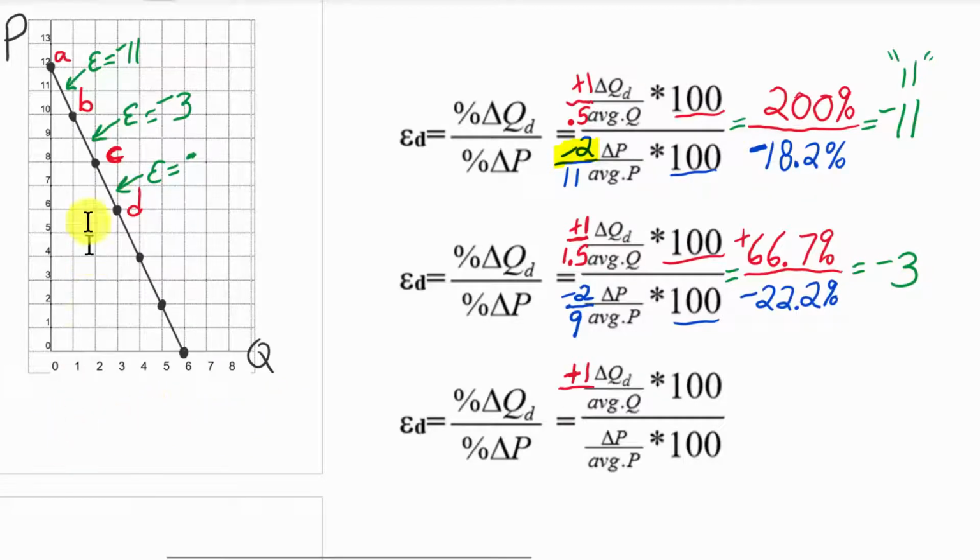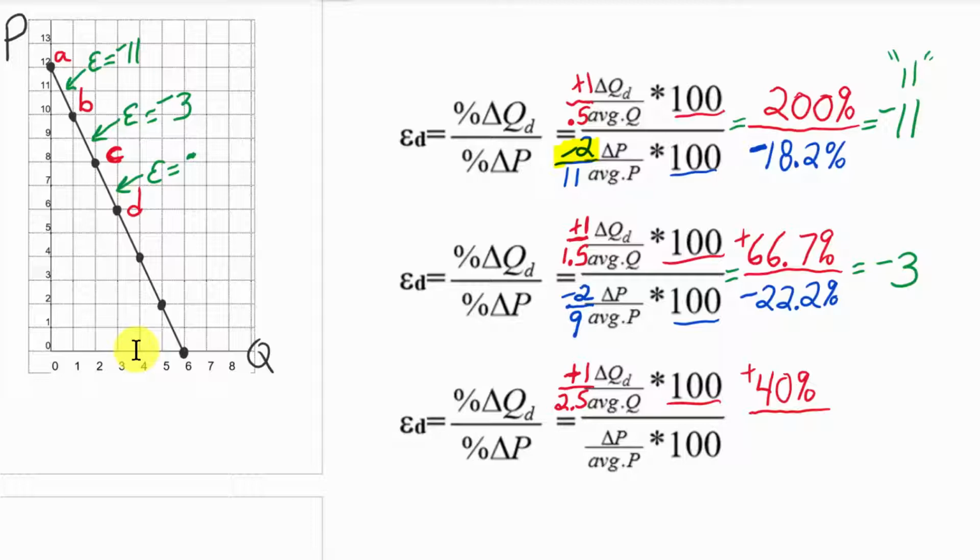The average quantity is changing, though. Between 2 and 3, the average of 2 and 3 is 2.5, the midpoint. Multiply that times 100. 1 divided by 2.5 times 100 tells us that this is a 40% change in quantity. Again, that's positive since we're increasing the quantity when we move between C and D.